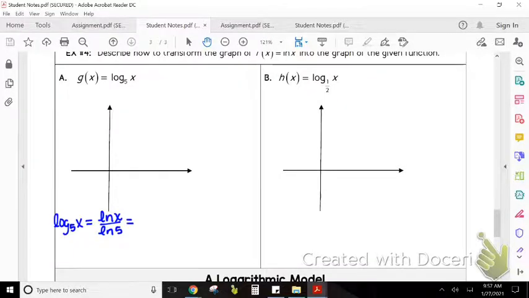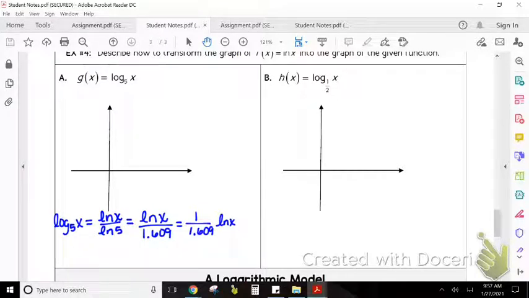So we could say, okay, well, that's the same thing as saying the natural log of x over, and we can calculate that natural log of 5. And so we know the natural log of 5 is 1.609. Well, remember, dividing by a number is the same as multiplying by its reciprocal. So instead of saying we're dividing by 1.609, we could say we're multiplying by 1 over 1.609 times the natural log of x.